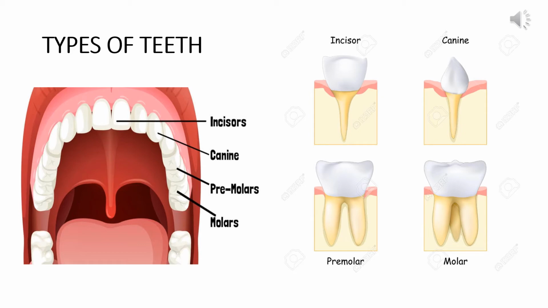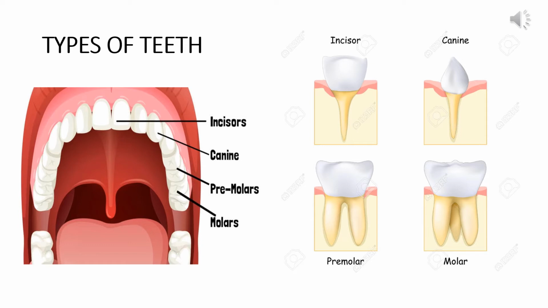Then on both sides of the incisors, in both the upper jaw and the lower jaw, there is one canine present, and the canine has a very sharp pointed end, and this sharp pointed end helps in tearing the flesh or the food. The canine is a type of tooth which is present only in animals which have a non-vegetarian diet.